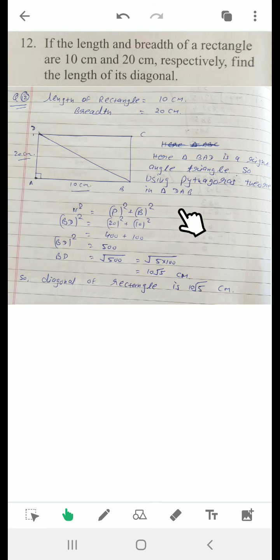How are we done? We applied the Pythagoras theorem here, because the triangle BAD will be a right angle triangle, and in a right angle triangle we can apply the Pythagoras theorem. So hypotenuse square is equal to perpendicular square plus base square. So BD square is equal to 20 square plus 10 square, that is 500. 500 can be written as 5 multiply 100. The square root of 100 is 10, so I take 10 outside, and 5 will remain in the square root only, because 5 is not a perfect square, we cannot find its square root. So we can write 10 root 5 centimeter.